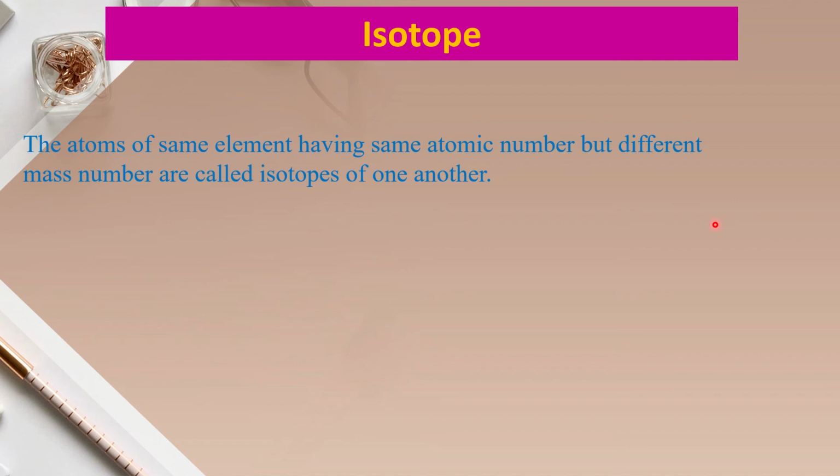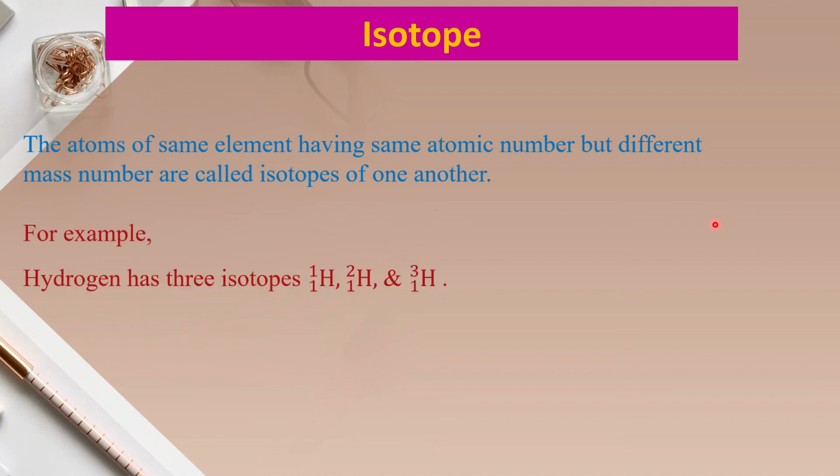For example, most carbon atoms have 6 protons and 6 neutrons, but some carbon atoms have 6 protons and 7 neutrons, and some have 6 protons and 8 neutrons. So their mass numbers differ because of the difference in their neutron number. So they make isotopes.